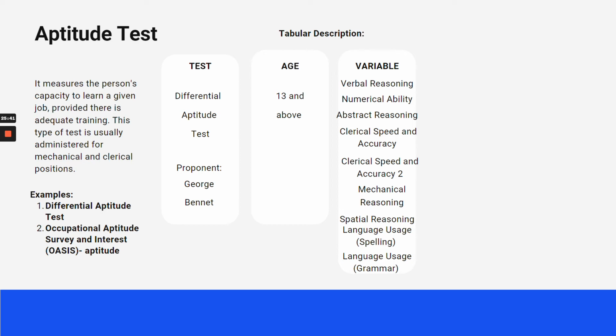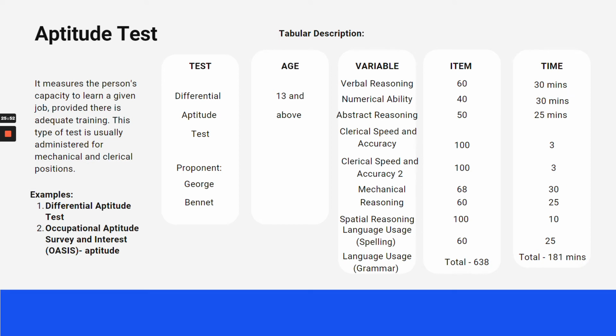language usage, spelling and grammar. And the time nila, so nag-vary. Total of 638. Oh, I mean, ang item, 638. And then the time is a total of 181 minutes. Yeah, test. So 181, that will be around 3 hours. 3 hours and 1 minute.